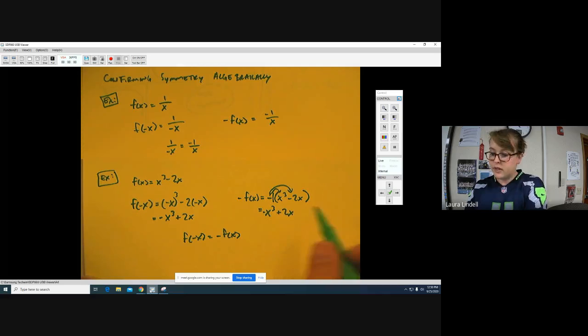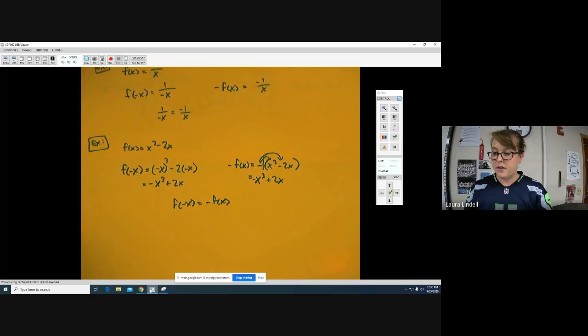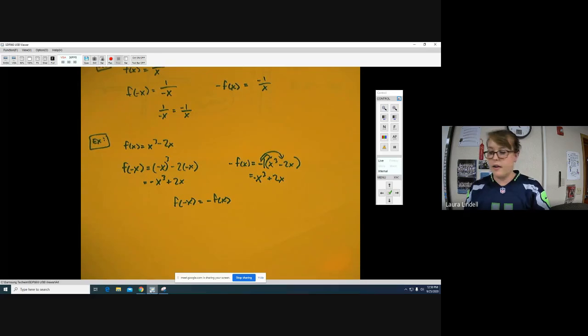So usually if you just kind of plug it in and work it out and see what you end up with when you simplify, you can show that those two things would be the same. Okay. I will show one with an even function real quick, because even functions, we're going to look for f of negative x to equal f of x.